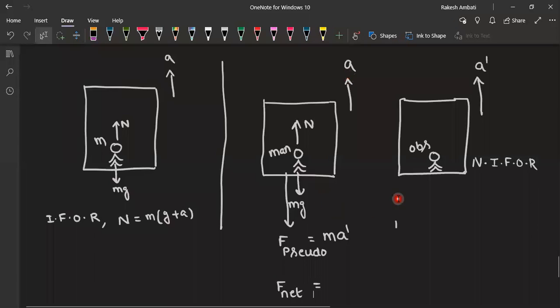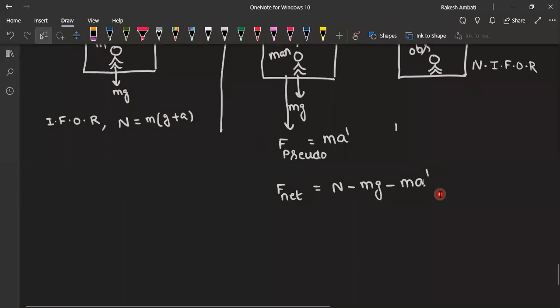So N minus mg minus ma dash. Okay. Resultant force means what is the formula?